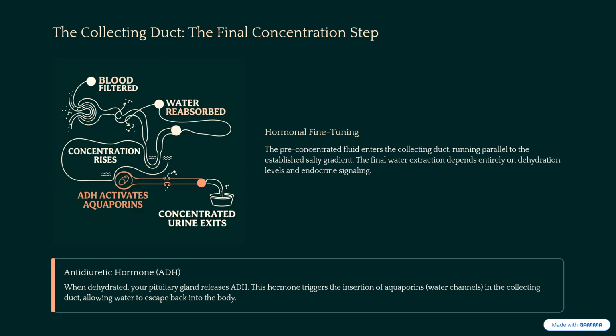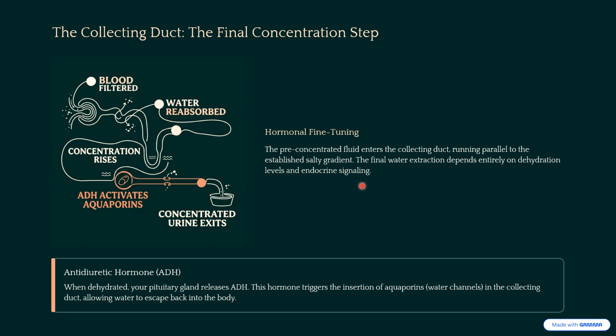Ultimately, the ascending limb is connected with the collecting duct. So, the final concentration step. What happens? Hormonal fine tuning. The pre-concentrated fluid enters the collecting duct. Where from? From the ascending limb. Running parallel to the established salty gradient, the final water extraction depends entirely on the dehydration level and endocrine signaling.